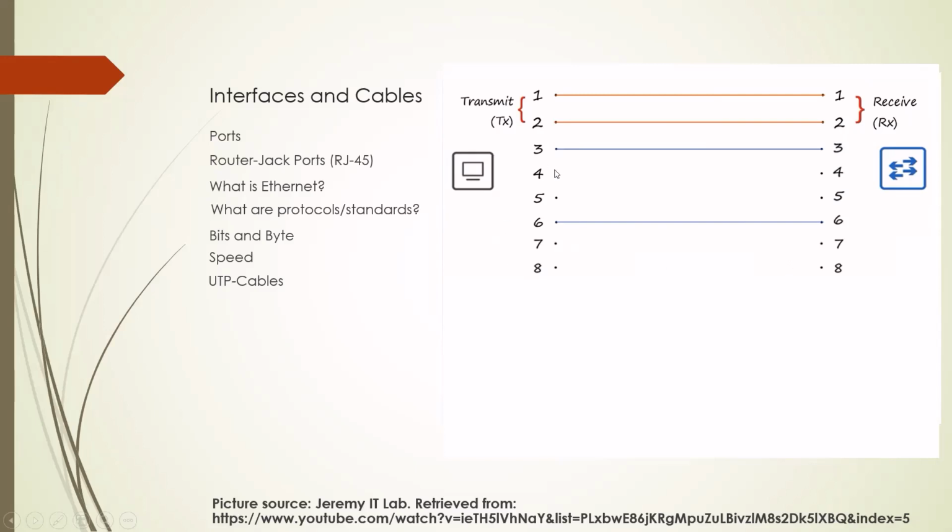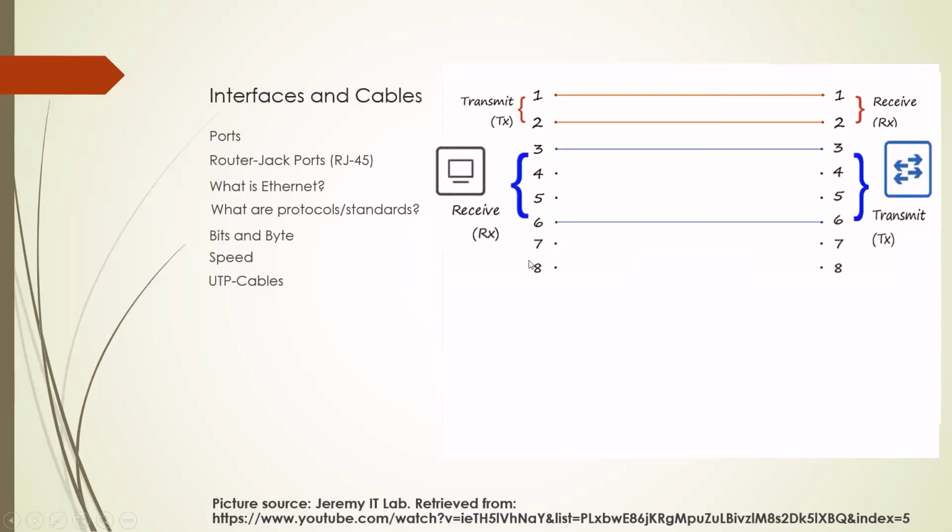But in this case now, 3 and 6 is used for reception in the system, while 3 and 6 on the switch is used for transmit. So information leaves from this end to this end. Why does information leave from this end to this end? It means that both of them can transmit and receive at the same time, and that means a full duplex.